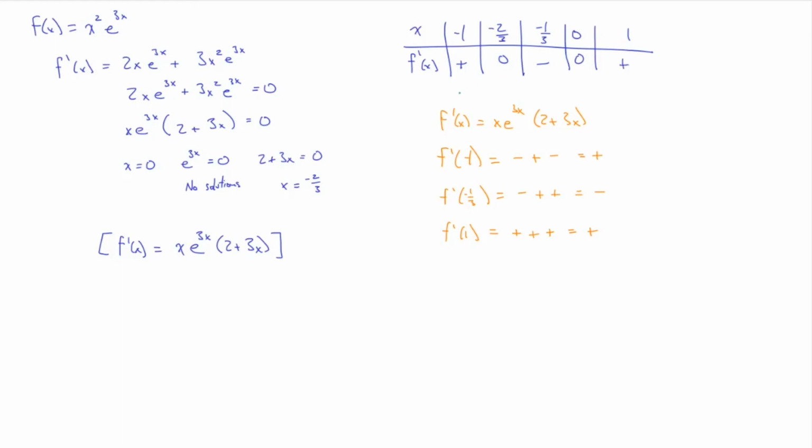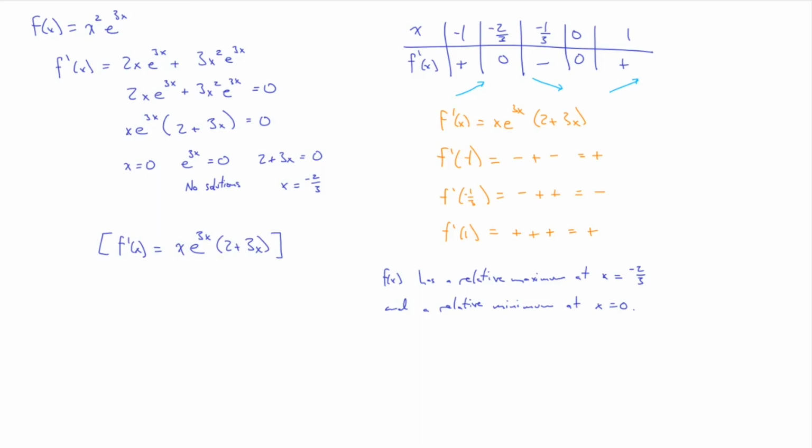And this tells us that the function is increasing to the left of the critical point at -2/3, and then decreasing between the critical points at -2/3 and 0, and then increasing again once we move to the right of the critical point at 0. And so we can conclude that this function f has a relative maximum at x equals -2/3 and a relative minimum at x equals 0.